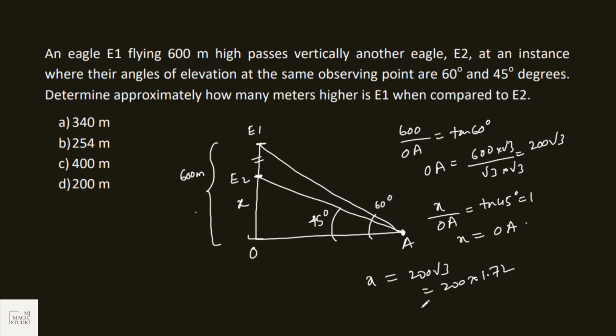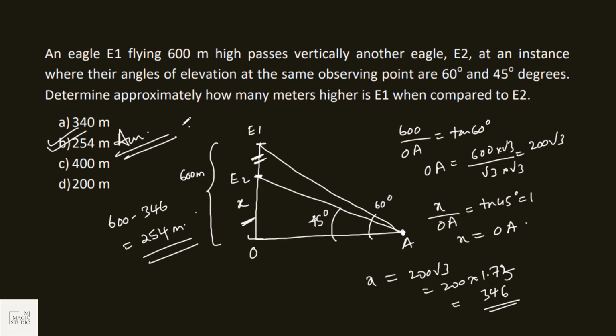200 into 1.73. Root 3 is 1.732. Let me round it to 1.73. Then 346 roughly. x is 346. Then the distance between E1 and E2 would be 600 minus 346. That is 254 meters approximately, which we have in option B.